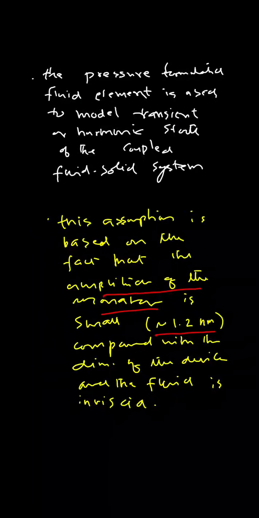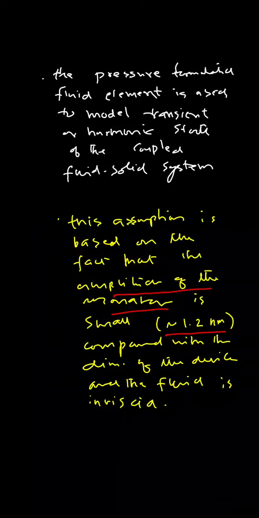Now the pressure formulation fluid element is used to model the transient harmonic state of the coupled fluid system. This is important: transient harmonic state. This assumption is based upon the fact that the amplitude of the vibration is small, that is, the amplitude of the vibrator is small, about 1.2 nanometers, compared with the dimension of the device, and the fluid is inviscid.